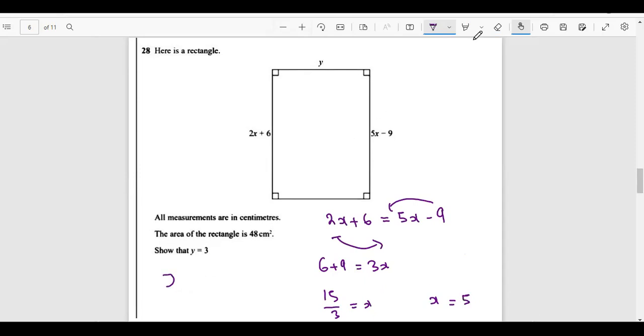So okay, now we have 2x plus 6 into y. So 2x plus 6 would be 16, into y is giving me 48. So y would be equal to 48 divided by 16, and the answer is going to be 3. Hence, we have shown that the value of y is 3.